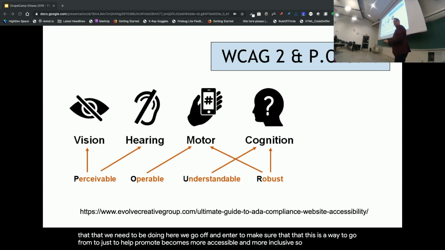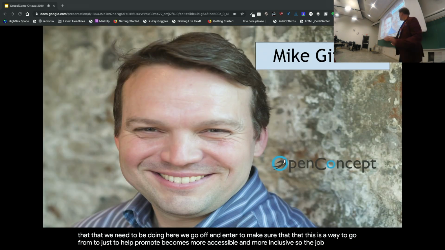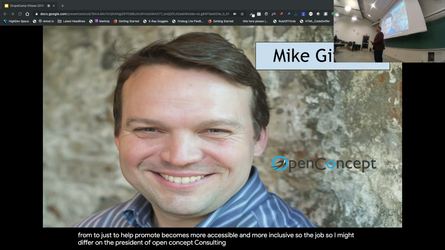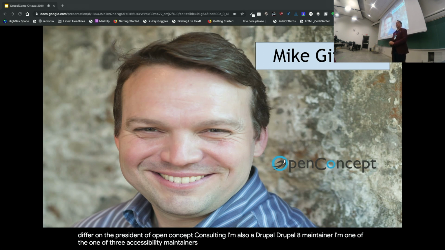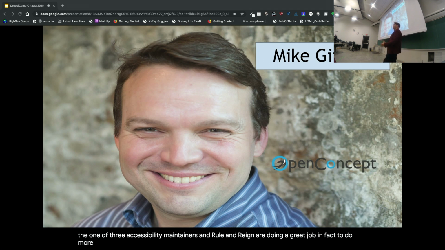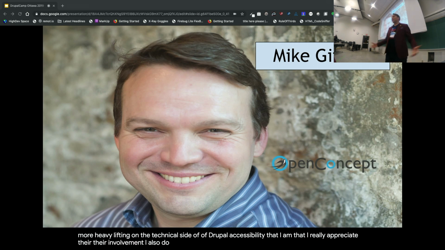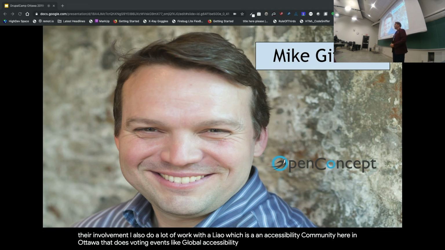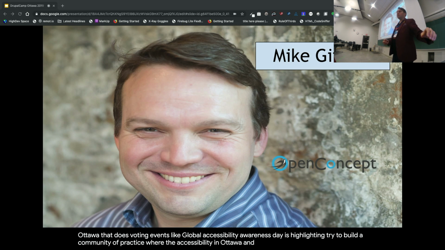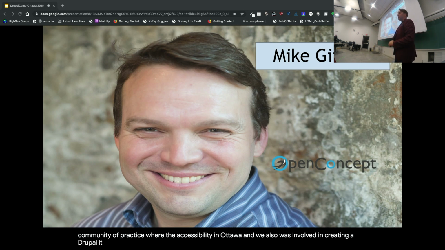So, oops, where did that jump? I'm Mike Gifford. I'm the president of Open Concept Consulting. I'm also a Drupal 8 maintainer. I'm one of 3 accessibility maintainers. Andrew and Rain are doing a great job. In fact, they are doing more heavy lifting on the technical side of Drupal accessibility than I am, and I really appreciate their involvement. I also do a lot of work with Aliyao, which is an accessibility community here in Ottawa that does work promoting events like Global Accessibility Awareness Day and trying to build a community of practice around accessibility in Ottawa. I also was involved in creating a Drupal security guide and contributing to a definitive guide to Drupal 7 ages ago.